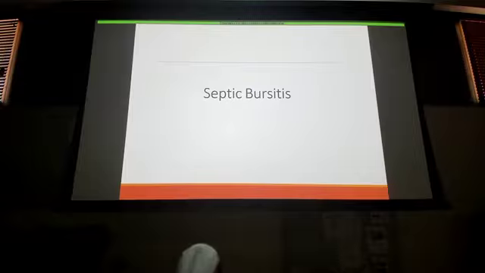All right, septic bursitis, not a whole lot different than the septic joint. It's just a different spot. You guys remember what bursa are, right? Those little sacs of fluid that are all over your joints. It allows ligaments and muscles to sit on top of them. It keeps the whole area kind of lubricated so things move back and forth nice and easily.